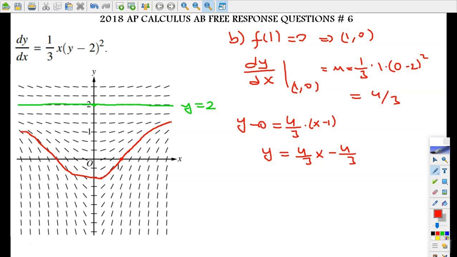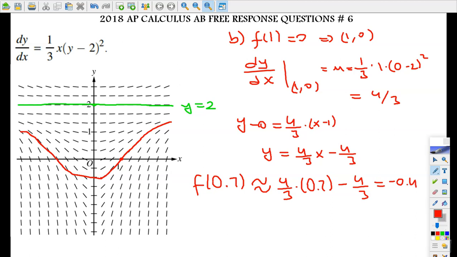Now we're going to approximate f of 0.7 using this tangent line equation, which means we take 0.7 and substitute it right here. You get 4/3 times 0.7 minus 4/3, so the answer is going to be negative 0.4. We've just approximated the value at 0.7, and we got negative 0.4. Alright, let's move on to part C.